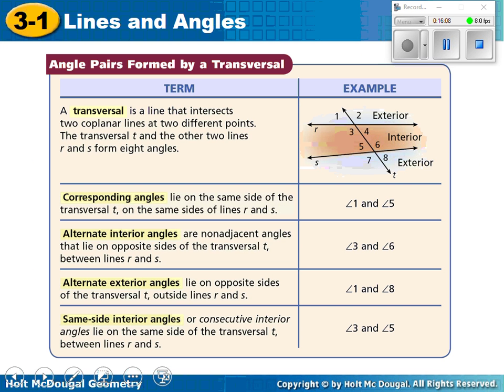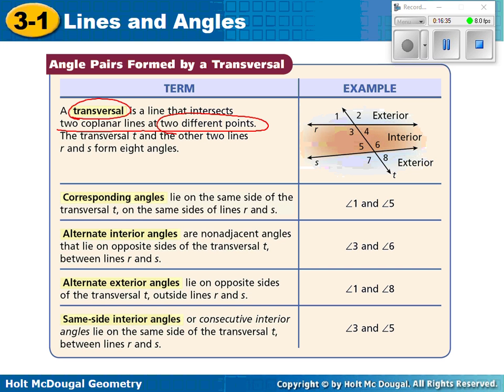Flip your paper over. The last thing for today is to talk about 5 kinds of angles that are formed when 2 lines are cut by what's called a transversal. So a transversal is simply a line that intersects 2 coplanar lines at 2 different points. So if you look at this picture, which line is intersecting 2 other lines at 2 different points?